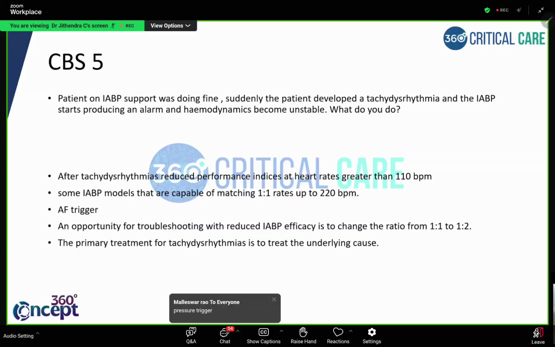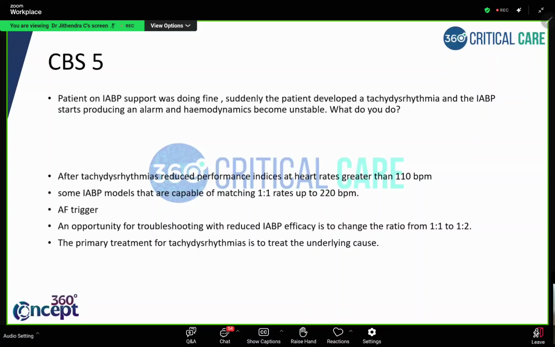So take it arrhythmia up to 110 beats. Usually the IABP will perform well, but only when it goes beyond 110, that is when it becomes very difficult for the IABP to get properly triggered. There are some newer IABP machines which will work good even up to 220 beats per minute. So that is there. Or as I told you, you can change it to AF trigger, and you can see.